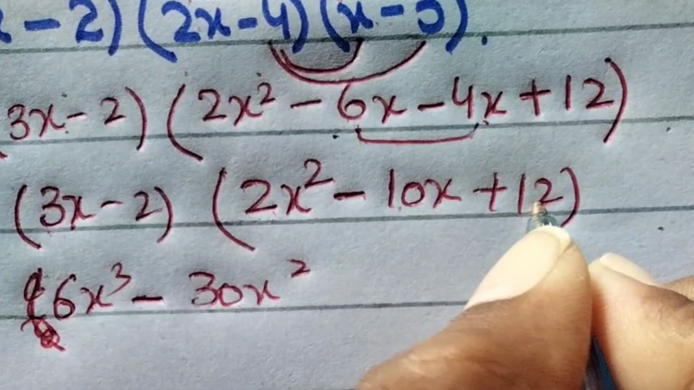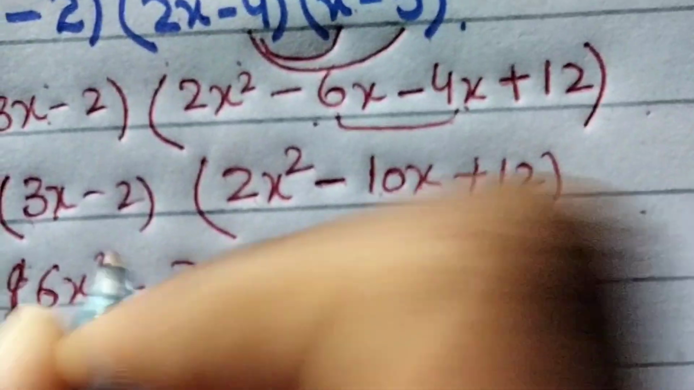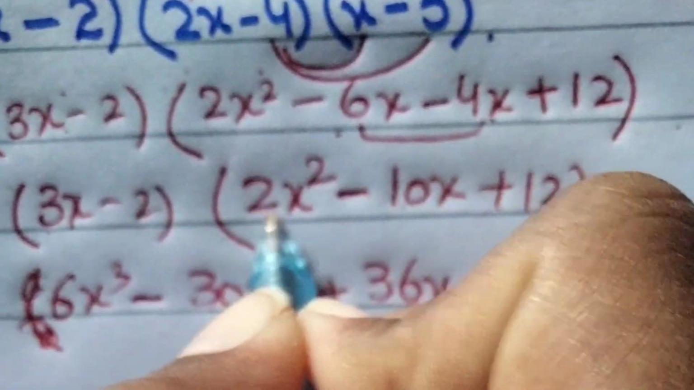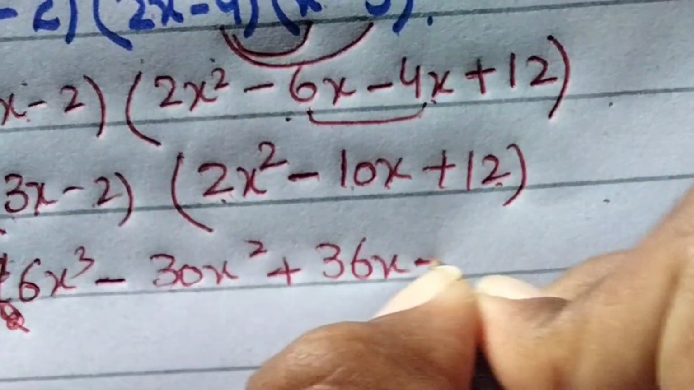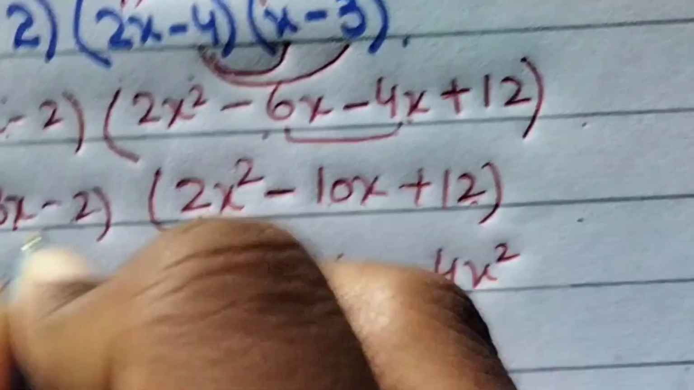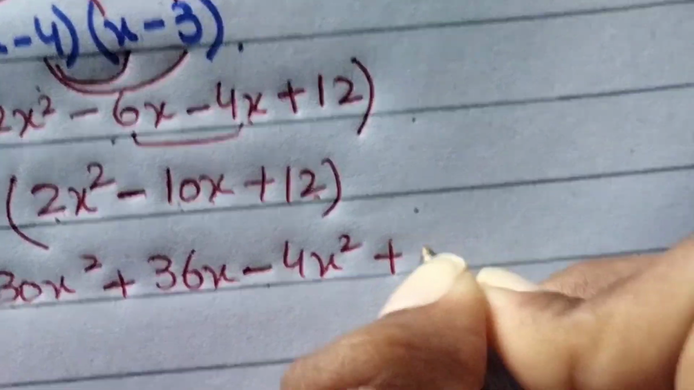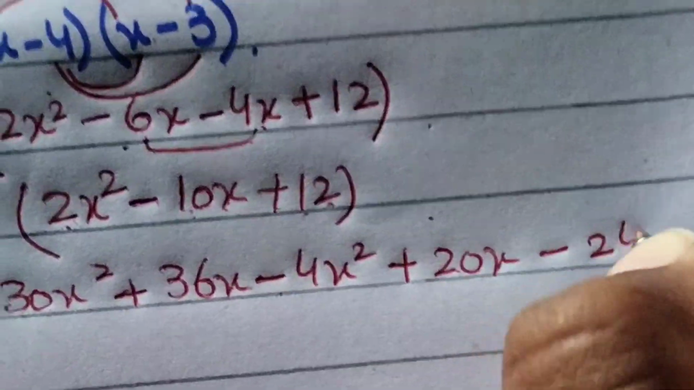In the next step we will multiply 12 with 3x, so that will be equal to 36x. In the next step we will do the same thing with negative 2. We will multiply negative 2 with the 3 values. So negative 2 multiplied with 2x square will be equal to negative 4x square. Negative 2 multiplied with negative 10x will be equal to positive 20x. And negative 2 times positive 12 will be equal to negative 24.